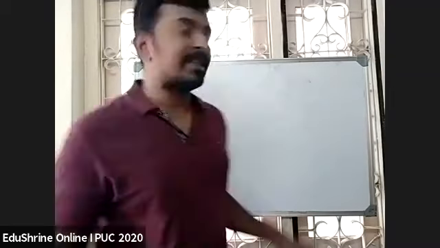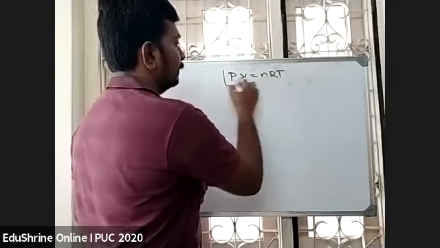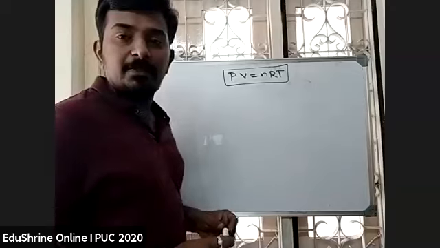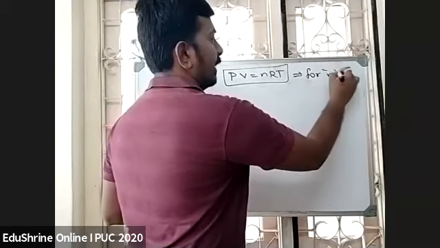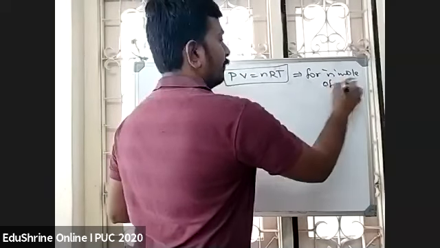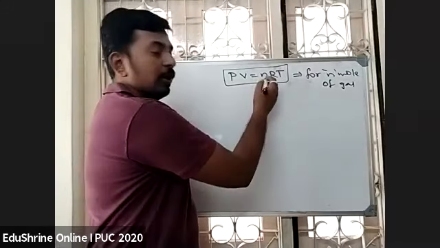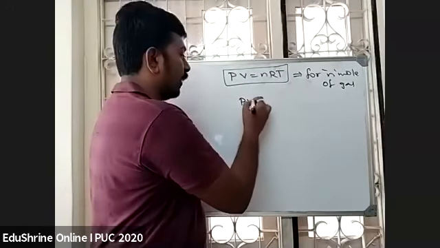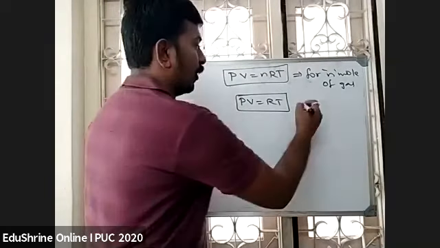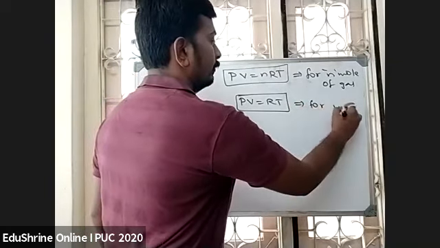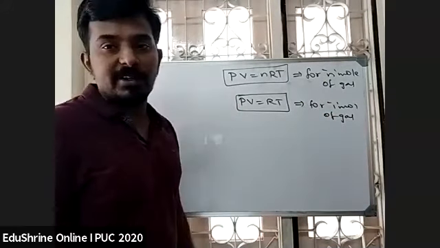So what is the ideal gas equation? Ideal gas equation is PV = nRT. This is for n moles of gas. Then for 1 mole of gas, n value will be equal to 1. Then the equation becomes PV = RT. This is for 1 mole of gas.